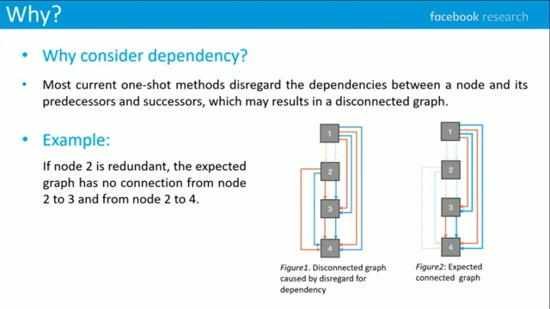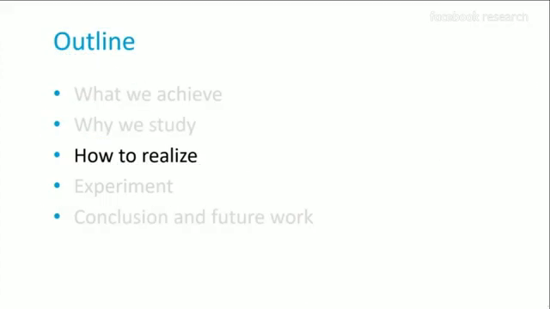For example, in the red figure, if node 2 is redundant, then edge 24 and edge 23 should be deleted. However, they may still be retained if the dependency is disregarded. How do we realize the highlights we mentioned before?